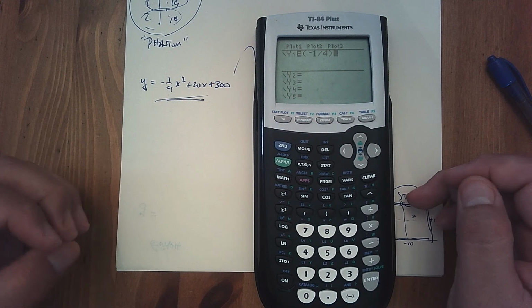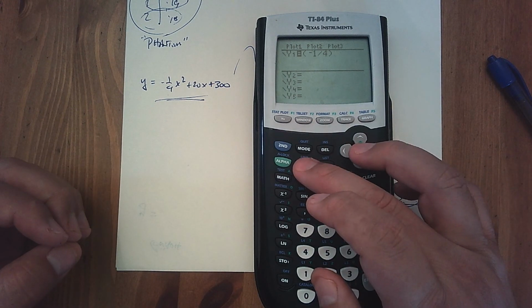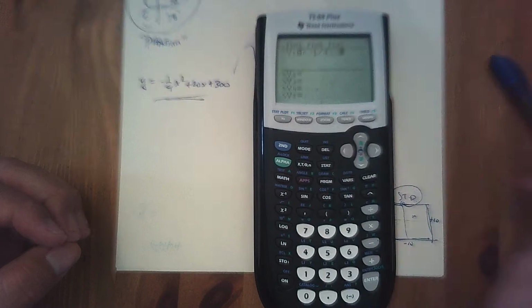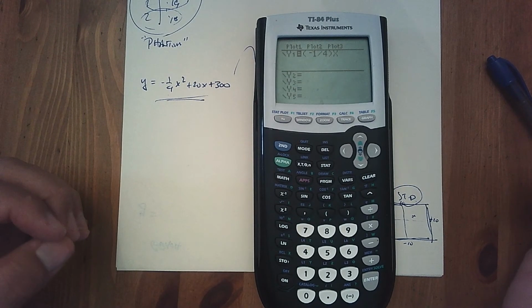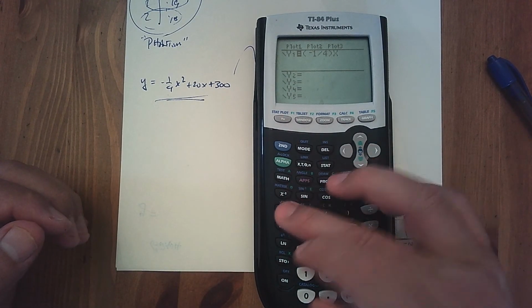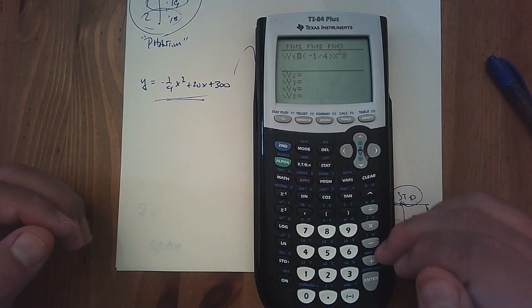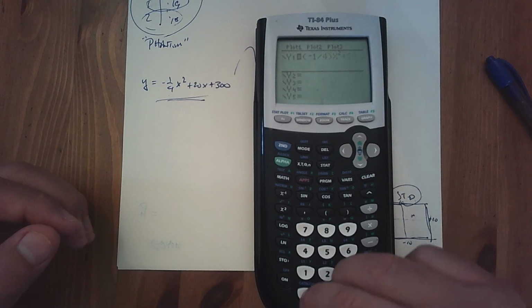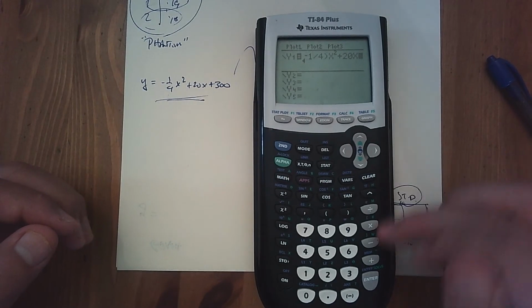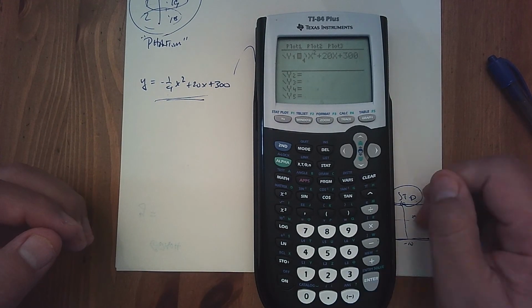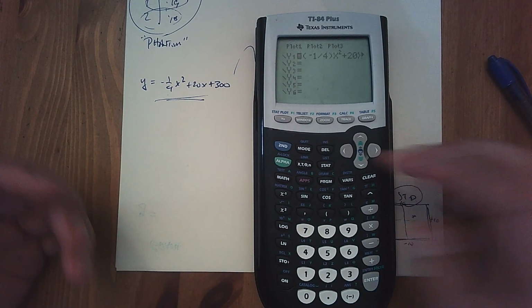Right, so there's my negative 1/4. We have my x, so press our X,T,theta,n button, our variable button, squared, so the squaring button. We're going to add to that 20x, and then we're going to add to that 300. Press enter. So I've entered the function.